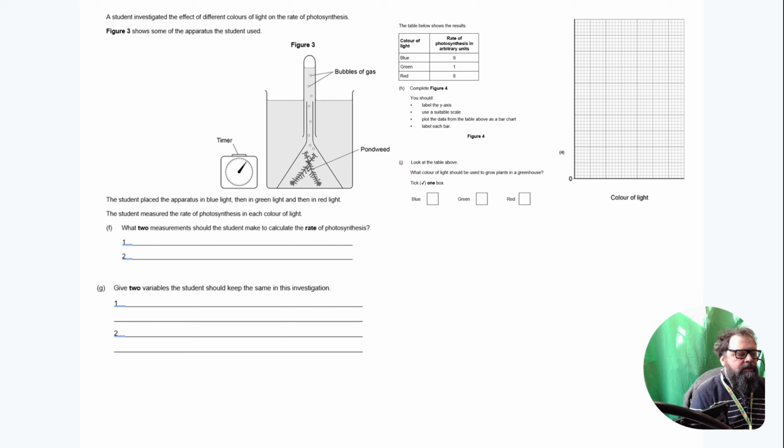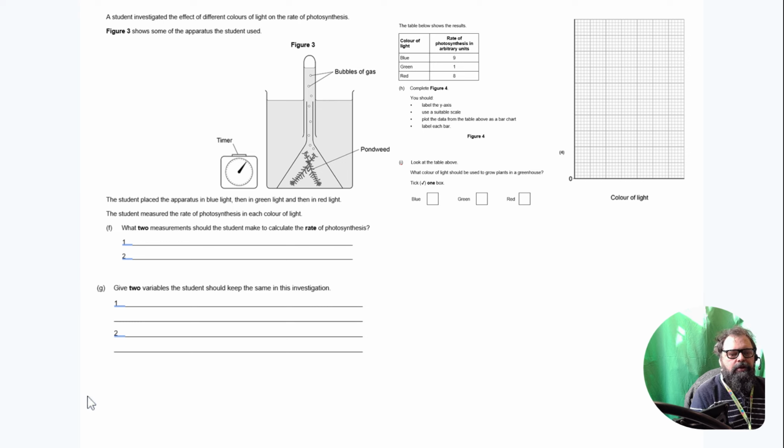So the first question is asking you, what do you need to measure in order to calculate the rate of photosynthesis? What would you do if you were working this out? The bubbles are being made by the pondweed. They're going to be oxygen. And the rate of photosynthesis would be how many bubbles are produced in a certain amount of time. So the two measurements are the number of bubbles and the amount of time.